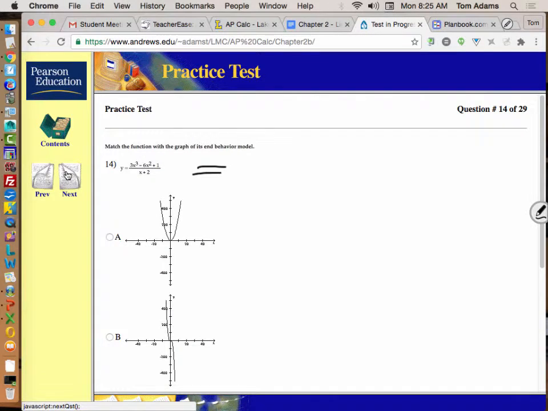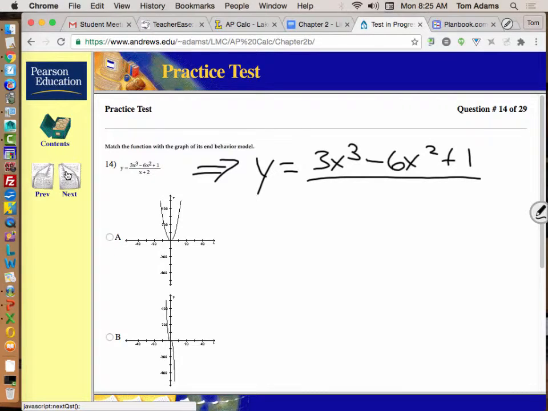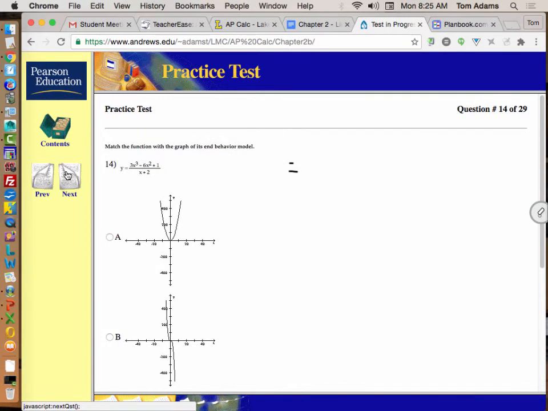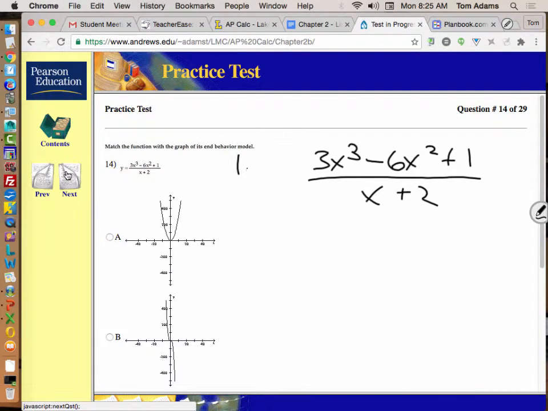So here's an example of that. When we say end behavior, we have 3x cubed minus 6x plus 1 all over x plus 2. Now when they say end behavior, what they're really saying is, look at this as x approaches infinity. Okay? So can I figure out which graph it is based on end behavior?